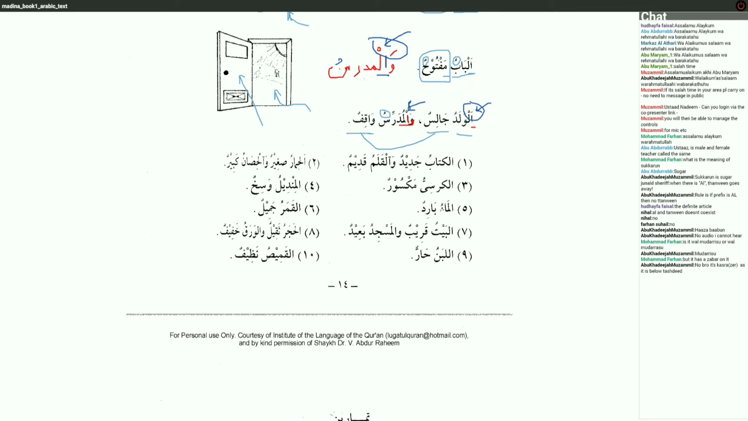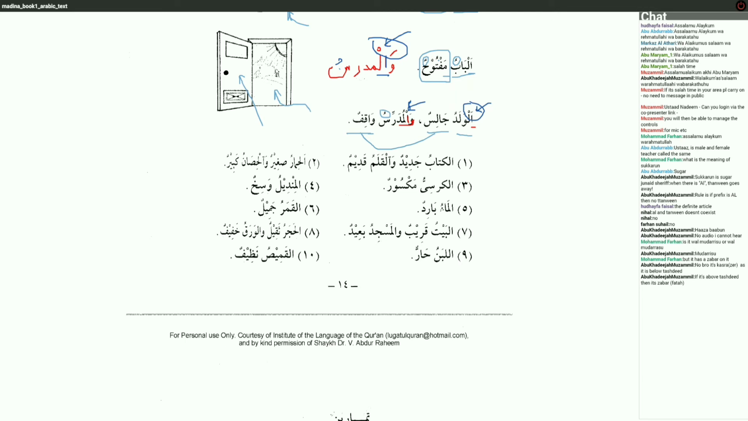So, when there's nothing before the alif lam, you read it with a fatha, with a zabar, al-waladu jalisun. And when there is a waw or something which comes before the alif lam, you don't have to read the alif; you use the first letter to help you jump towards the lam with the sukoon. So in this case you say, wal-mudarrisu.